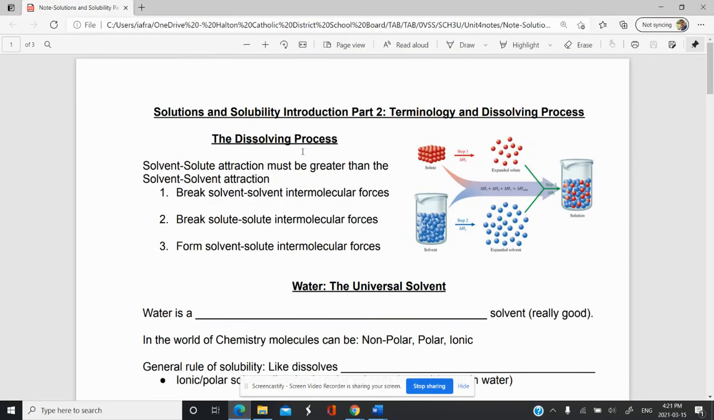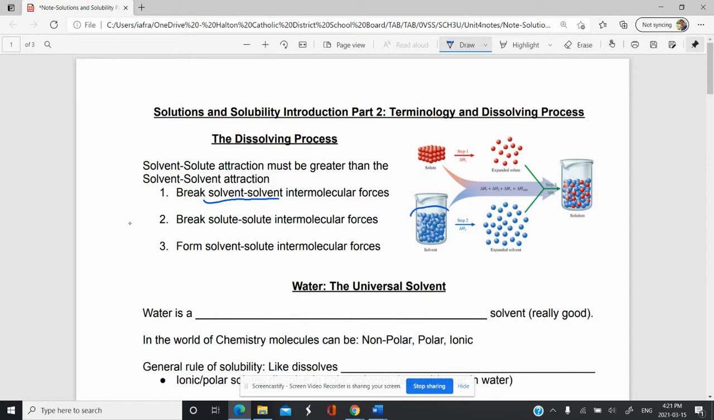In this video, we're going to study the dissolving process. So to dissolve a solute, there are a few steps that are needed. The first thing you need to do is break the solvent-solvent intermolecular forces.